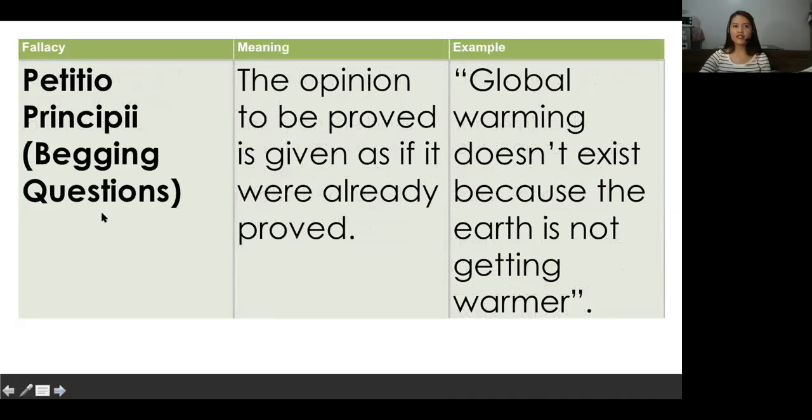Next is petitio principii, begging the question. The opinion to be proven is given as if it were already proved. Okay, yung kanina rin to, no? Global warming does not exist because the Earth is not getting warmer. Actually, parang nasa isang ano rin siya, no? So, dalawa yung category niya. So, when you beg the question, naniwala ka na agad sa opinion or dun sa conclusion. Okay?